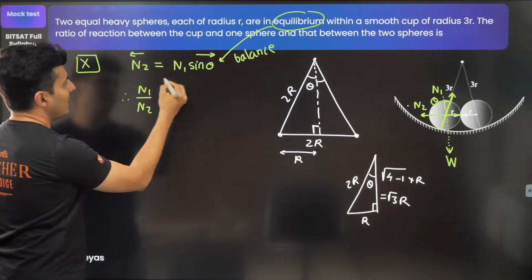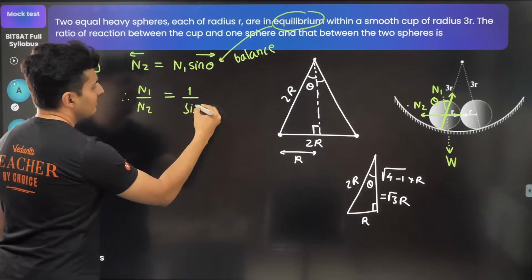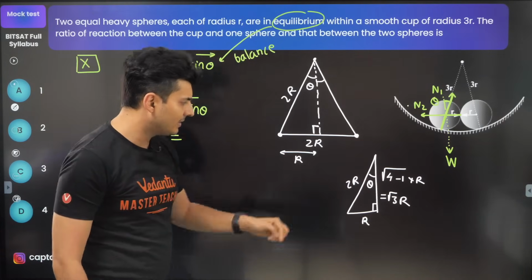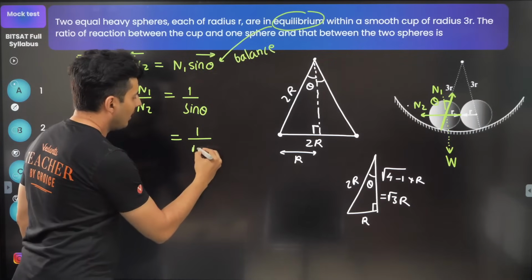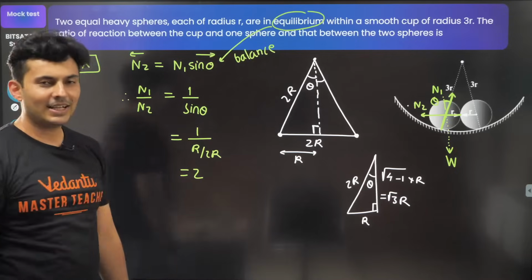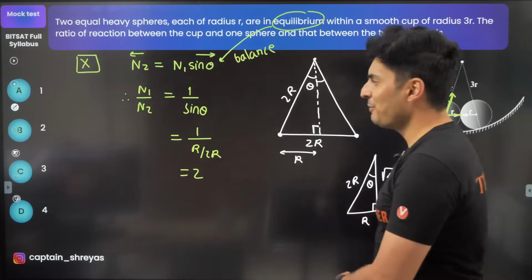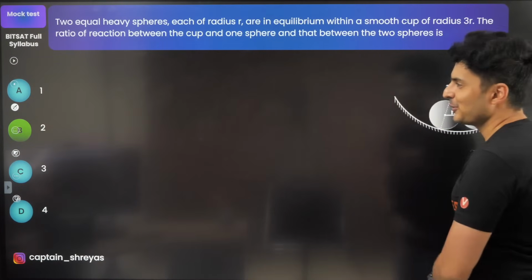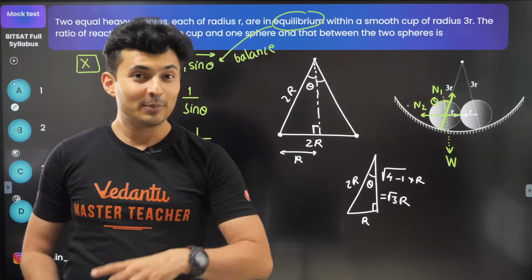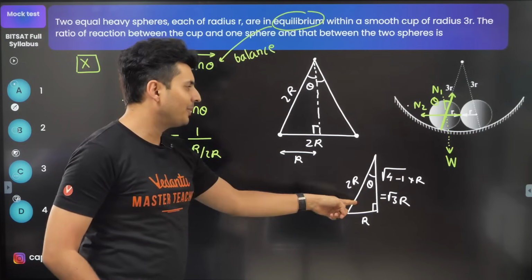N1 by N2 will be nothing but 1 by sine theta. Sine theta from here will be this by this, so it will be r divided by 2r. So that makes it just 2. That's it. That's the answer. Do we have it? Yep, option B. There you go. So if you look at it that way, the solution is not big, but visualization and geometry are the key.